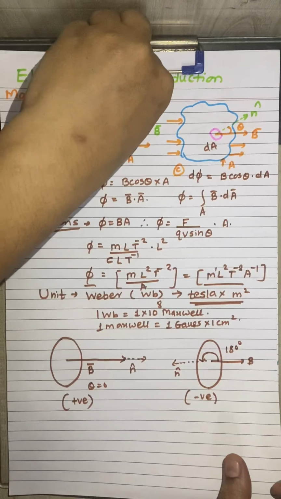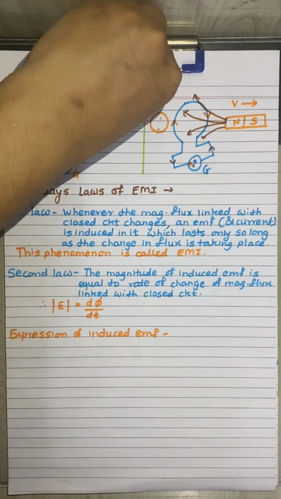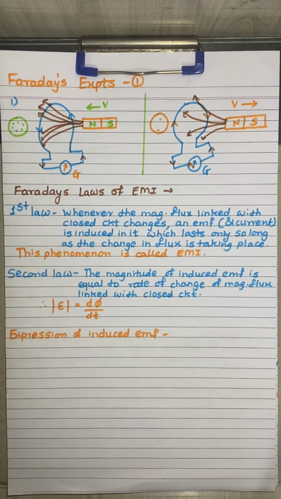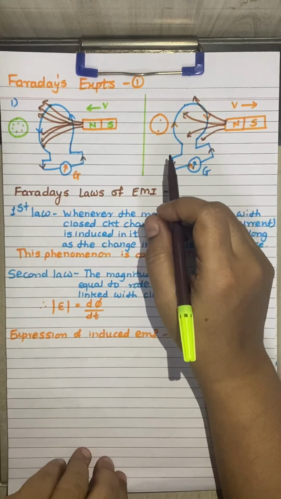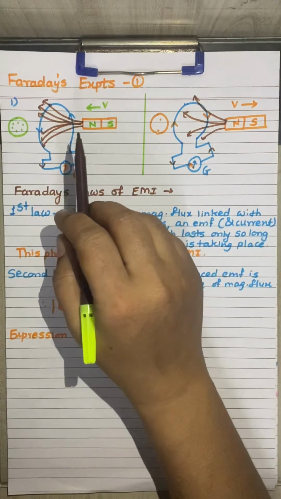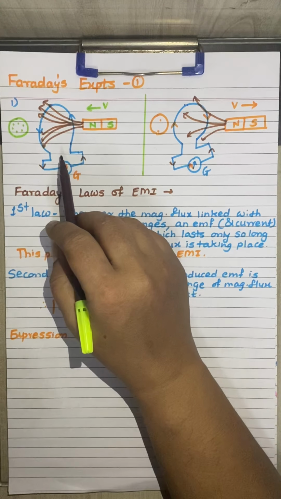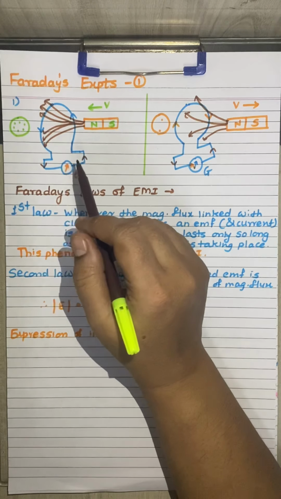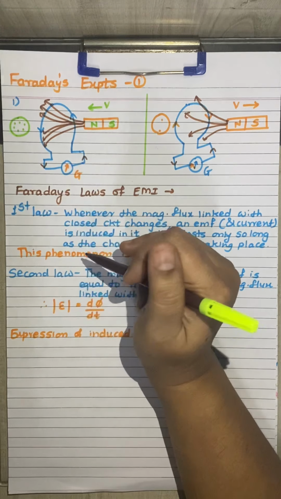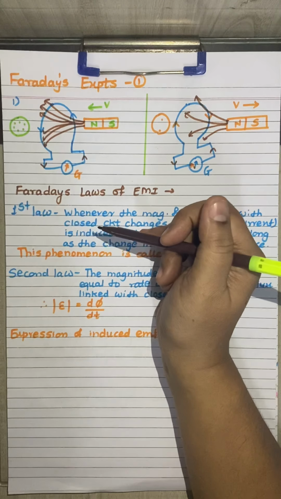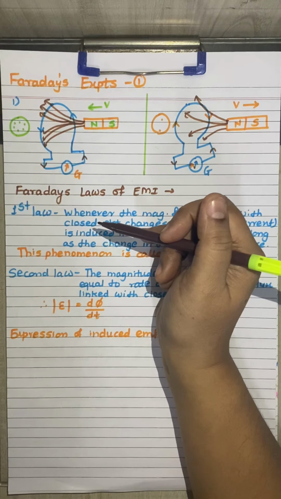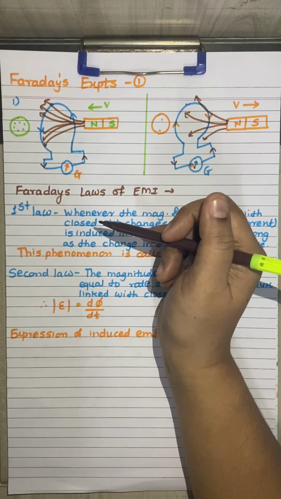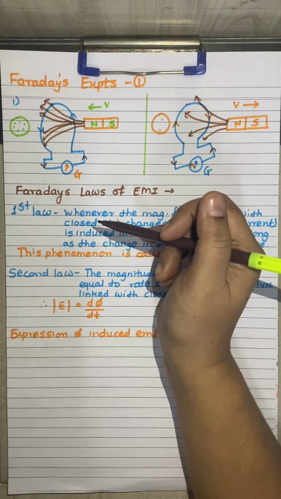Okay. Now we are going to start with another topic, that is called Faraday's laws of induction. But before that, we have to consider Faraday's experiments of electromagnetic induction. Now especially, what is electromagnetic induction? The phenomenon of production of induced EMF and hence induced current due to the change of magnetic flux linked with the closed circuit is called electromagnetic induction.